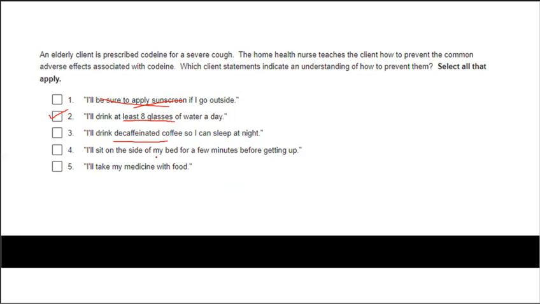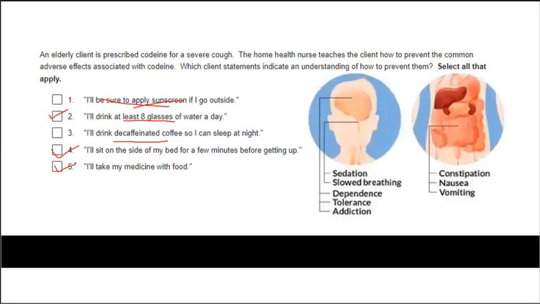I'll sit on the side of my bed for a few minutes. Again, we talked about orthostatic hypotension, and I'll take my medicine with food. That would also be a good answer. So again, those are our side effects we talked about.